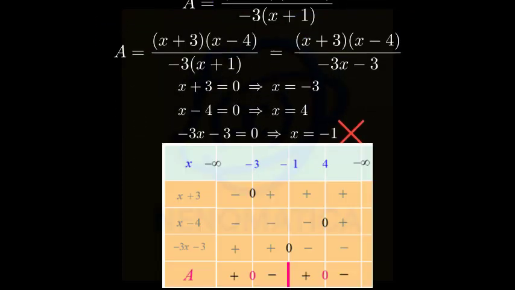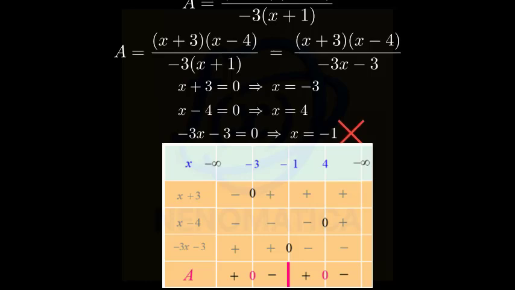Step 3. The sign chart. We mark the critical x values in increasing order: negative infinity, negative 3, negative 1, 4, and positive infinity. Then we make one row for each linear factor and a final row for capital A. We will fill signs left to right.